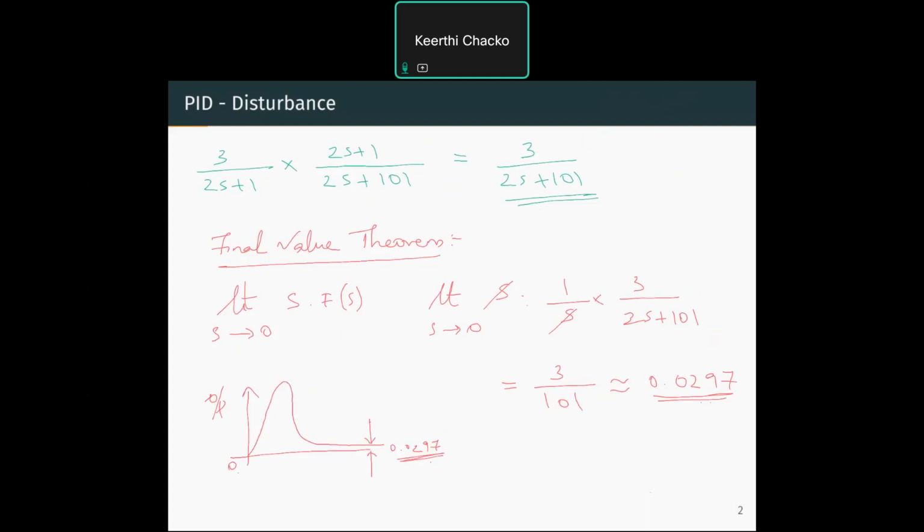So this is how we identify the final value of the output due to the disturbance input. So now we have the reduced transfer function between the disturbance and the output. So when we give a step input to the disturbance, how the output changes and what is the final value of the output. So this is the final value of the output.